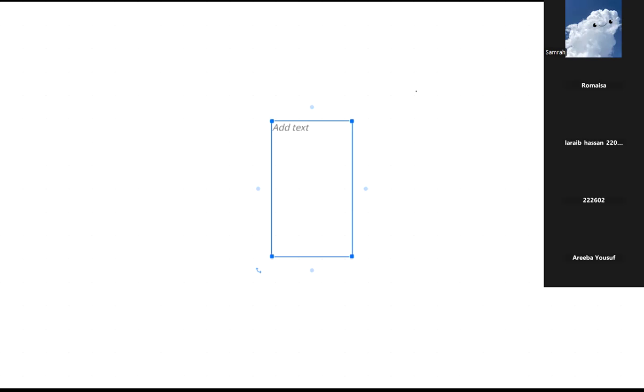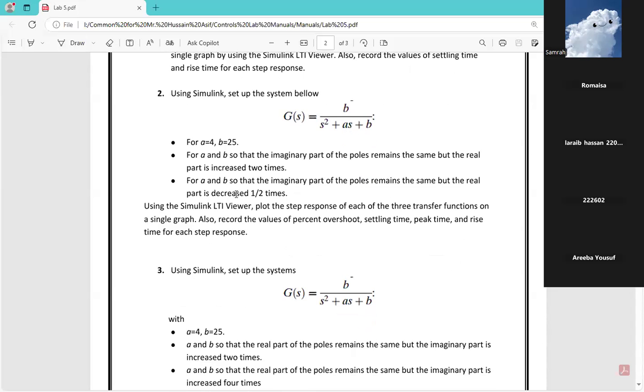Similarly, the next part, let me show you. The next part says that you have to change A and B such that the imaginary part of poles remains same, but now the real part is decreased to half. So this means that now my polynomial would be made from poles that are 1 plus 4 iota and 1 minus 4 iota. Why? Because the original poles were 2 plus 4 iota and 2 minus 4 iota.